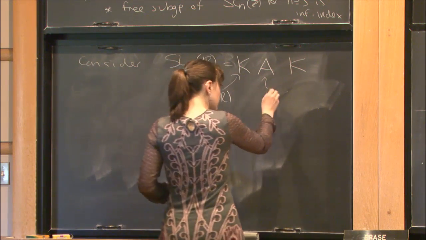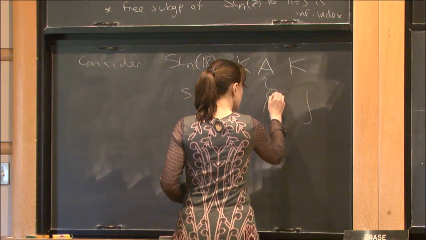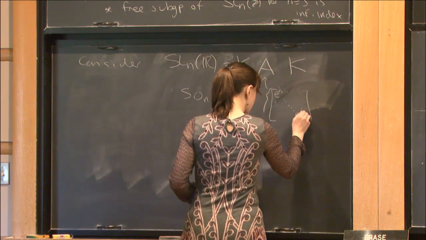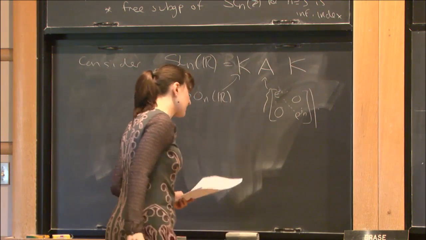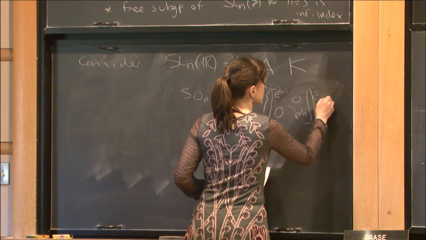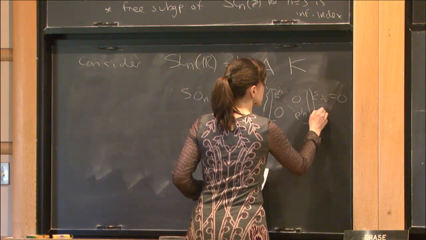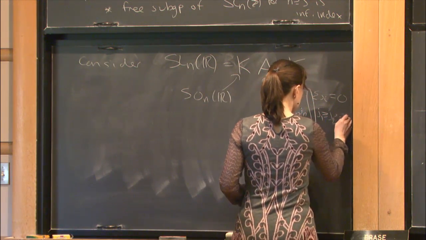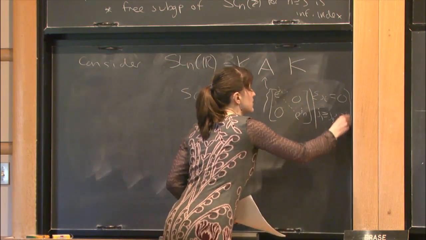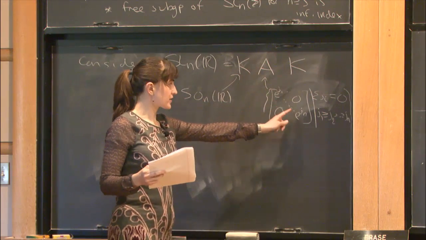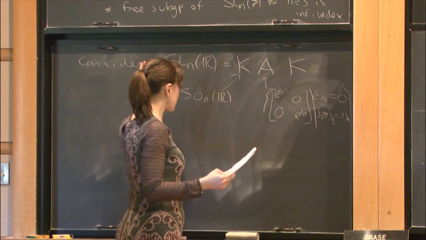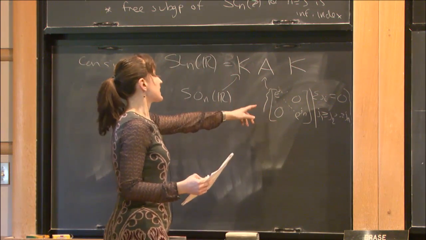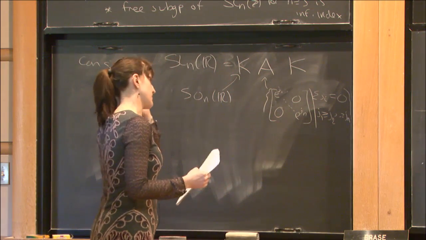I'll write this as the set of diagonal matrices, which I'll denote by e^{j_1} through e^{j_n}, where the sum of the j_i's is 0, and j_1 is greater than or equal to j_2, greater than or equal to so on, greater than or equal to j_n. First of all, these entries are going to be positive. They're going to be the singular values of that element, and they're ordered in decreasing order like this.